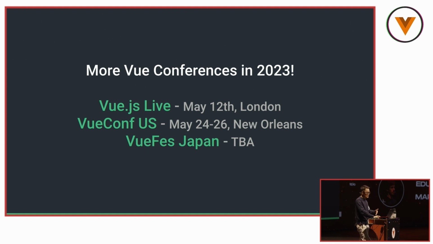Not just this one, we also have Vue.js Live in May, that's in London, May 12th. And then VueConf US, May 24th and 26th in New Orleans. And VueFest Japan, which is going to be announced. I think the organization work is being planned right now, and we'll have a date announced later in the year. So if you happen to plan to travel around these places later in the year, make sure to keep an eye out. And I believe VueConf US and Vue.js Live's calls for proposals are already closed, but you can try the Japan one, maybe.